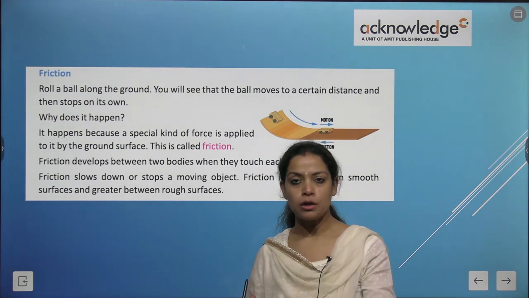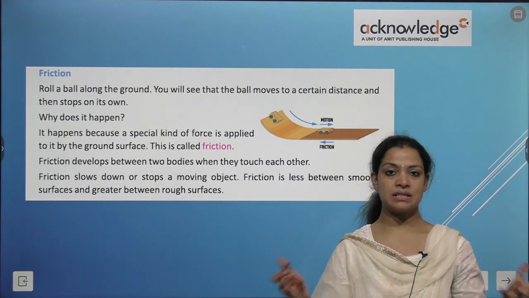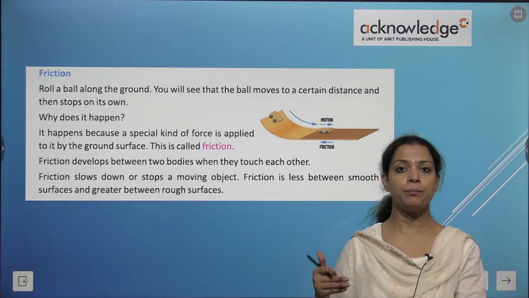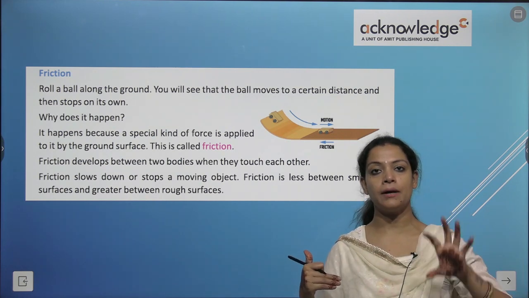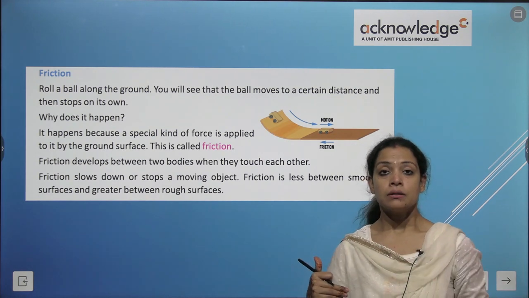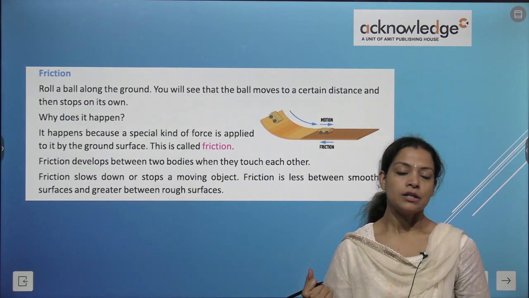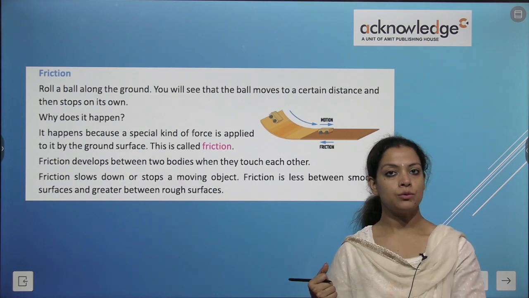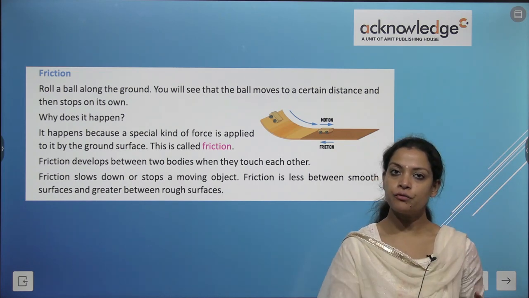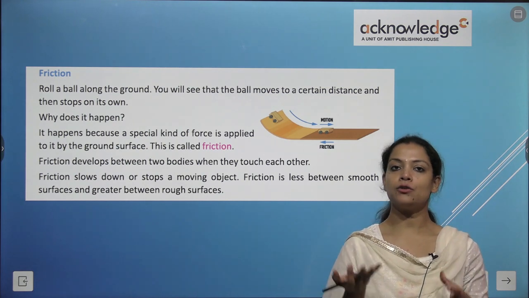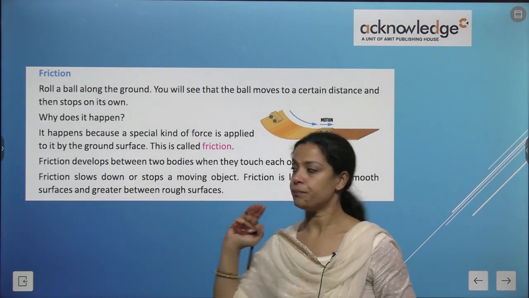तो बहुत ही पॉलिश्ड स्मूथ सरफेस हो वहां पे फ्रिक्शन नहीं होता. So suppose you are skating and it's a very polished and fine surface and you rolled a ball, it will keep rolling on. But if there is a rough surface, very concrete and rough surface, you roll a ball, it will come to a stop. Why? Because the rough surface exerts a special force to stop the moving object, and that force is called friction. Correct?